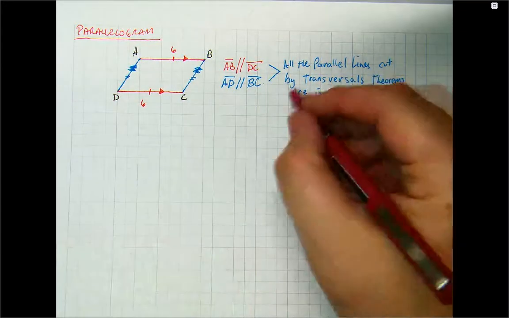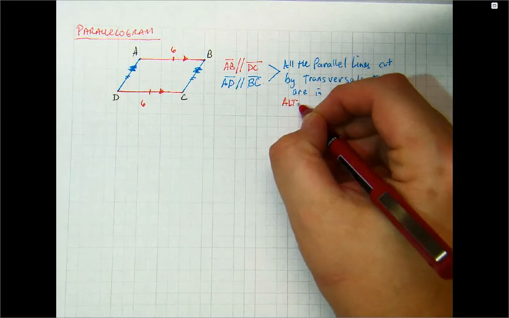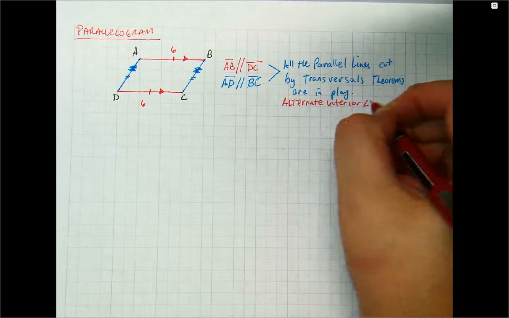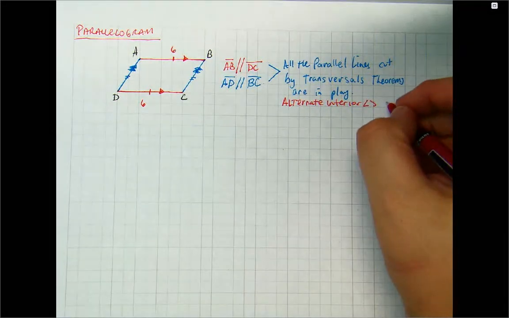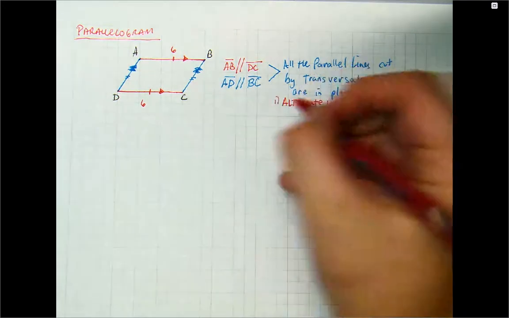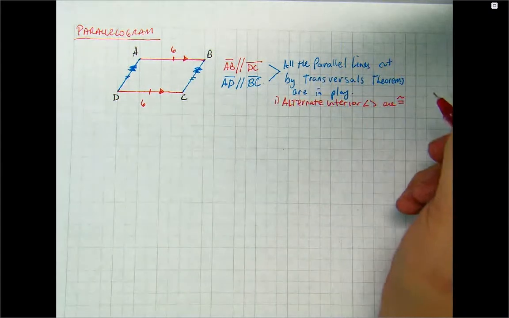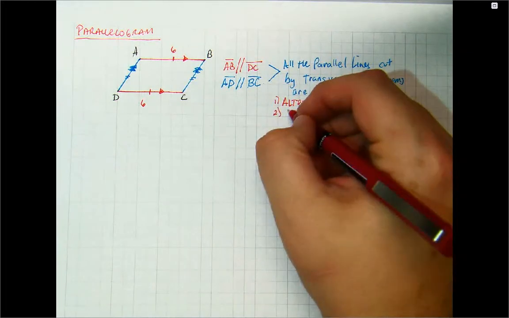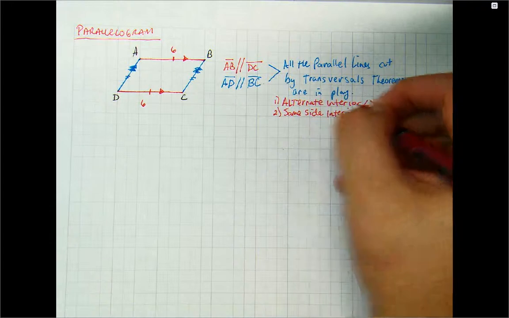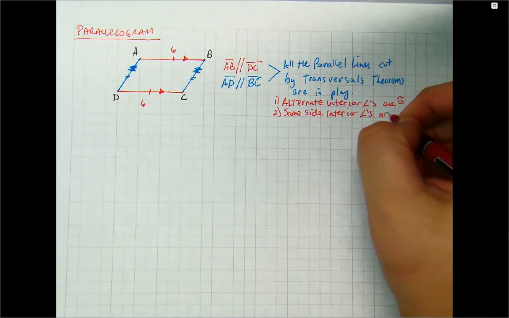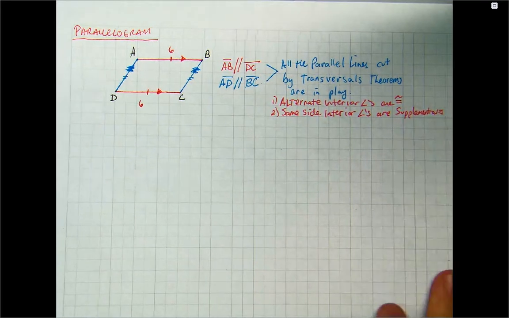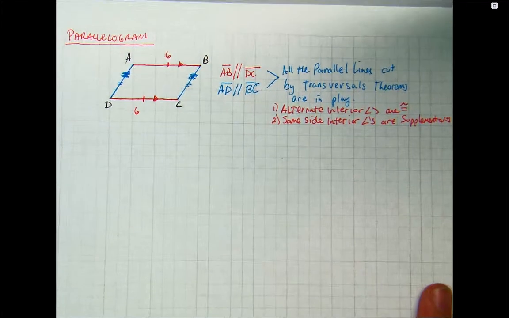So we're talking about alternate interior angles that are congruent. These are the big ones. Alternate interior angles that are congruent. And two, the same side interior angles are supplementary.